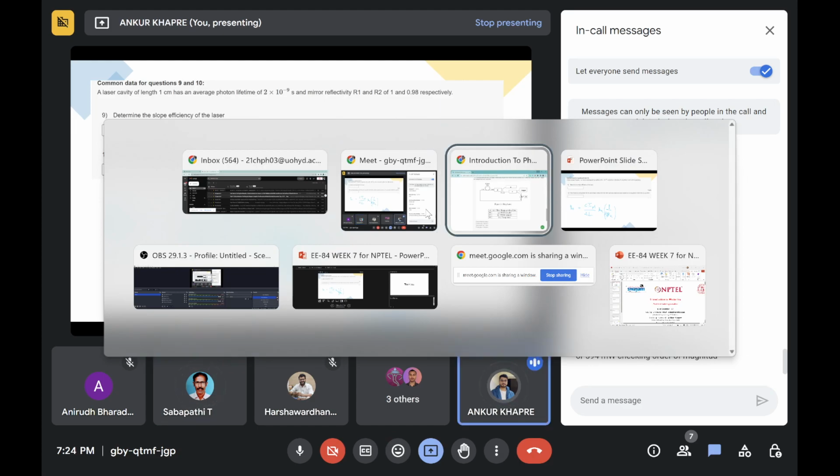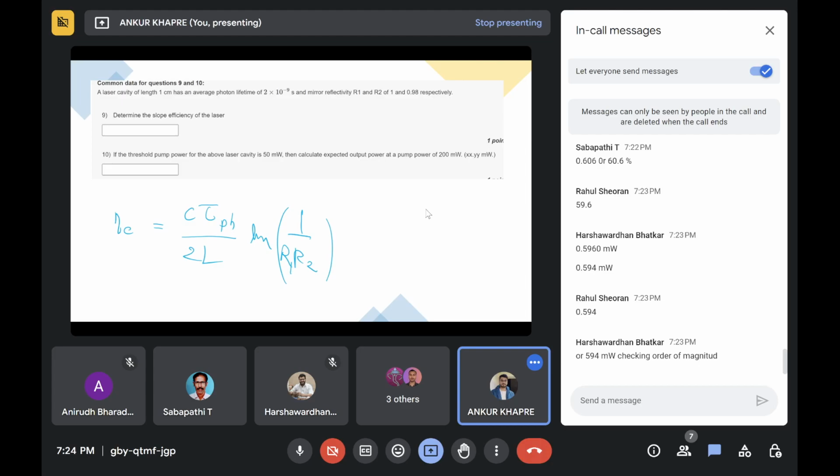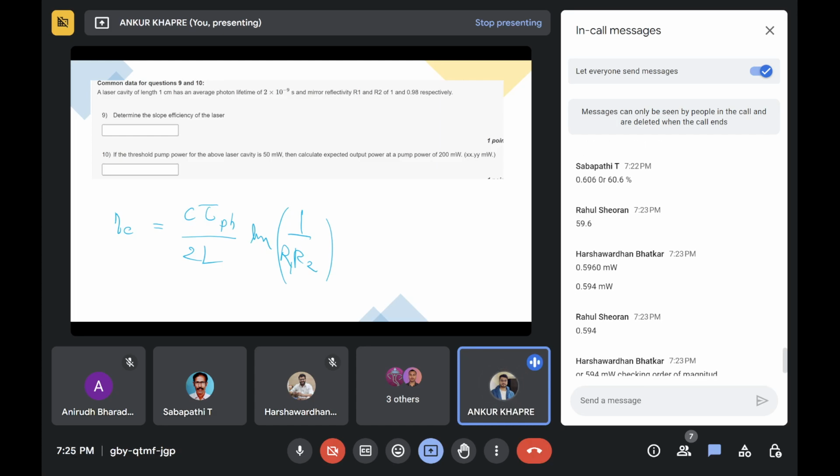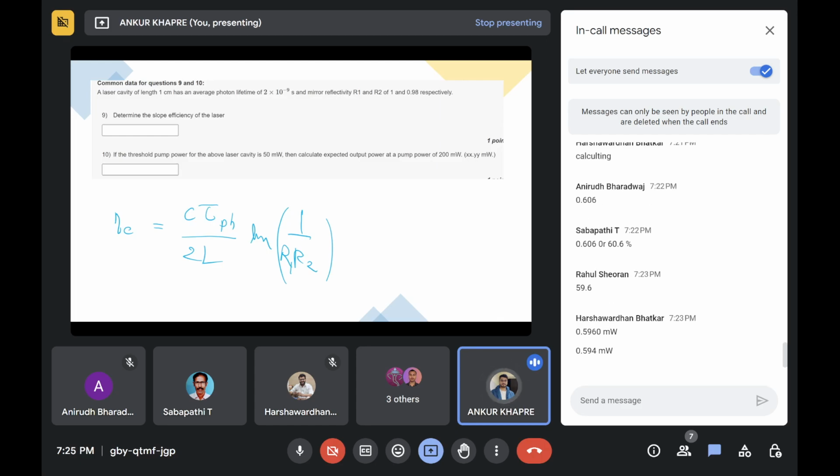Okay. So where were we? Yeah. So correct answer is Rahul. I think you have done some mistake. Oh, you are talking about question number 10. Oh, you are very fast. Yeah. So question number 9 answer is correct. 0.606. Yeah. No, you don't have to worry about this percentage. It is not asking the percentage. Just write down the numerical value.